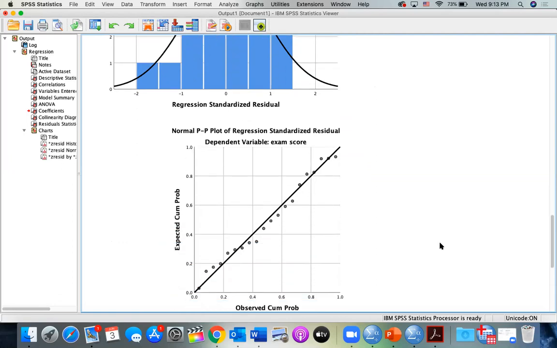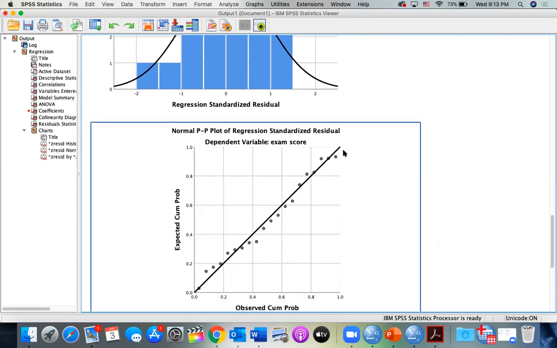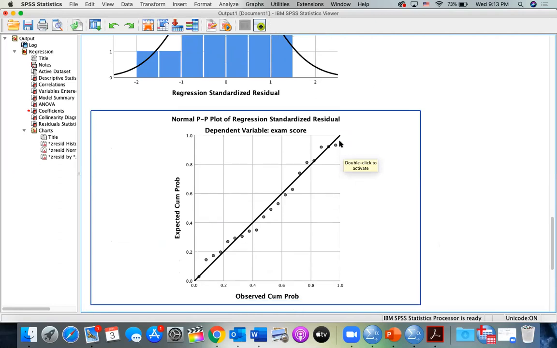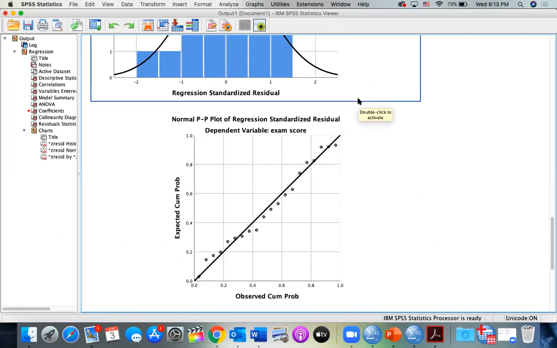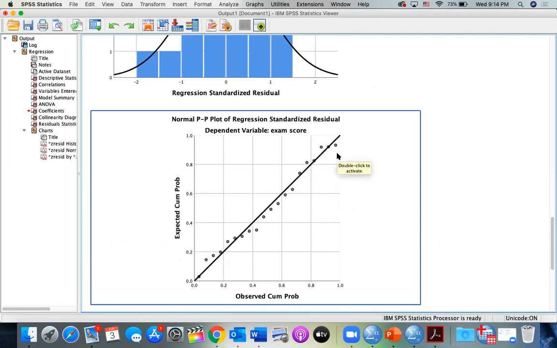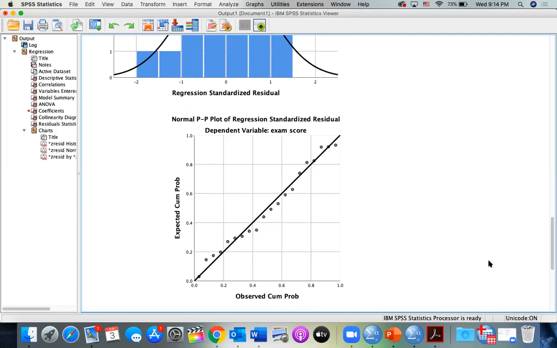And to be 100% sure, we can also look at the normal PP plot. So if the points are fitting this line, we can say that the normality assumption is met. However, we can see that there are some deviations from the line. However, they are not, let's say, super crazy. So we can accept that. We can say that, yeah, this is kind of looking normal, and therefore we are good to go.